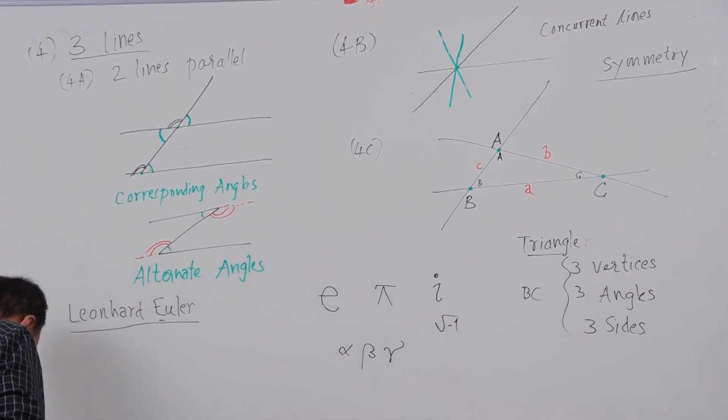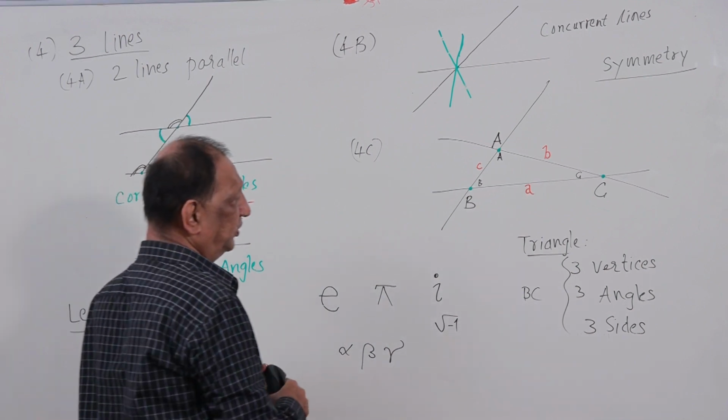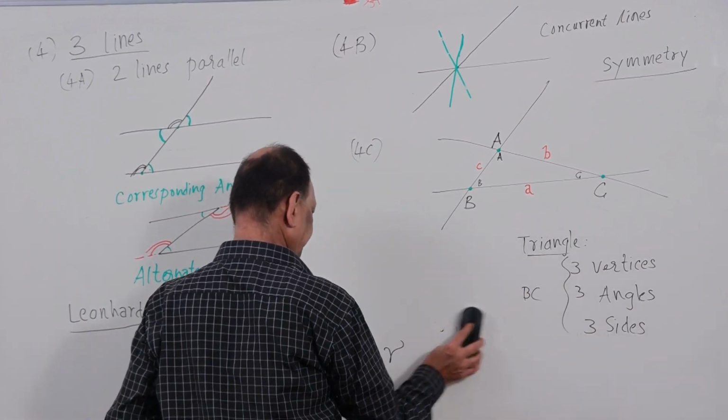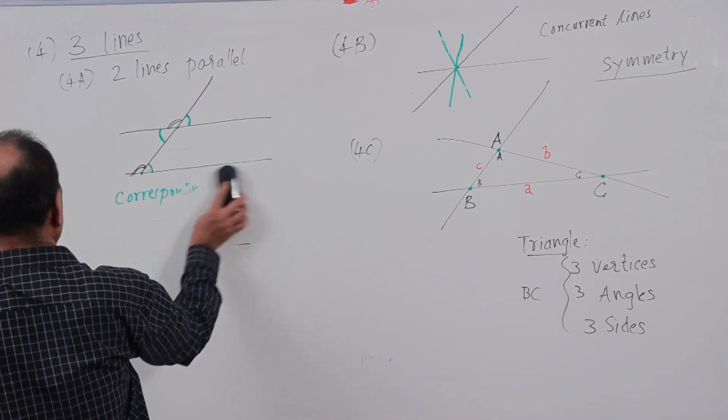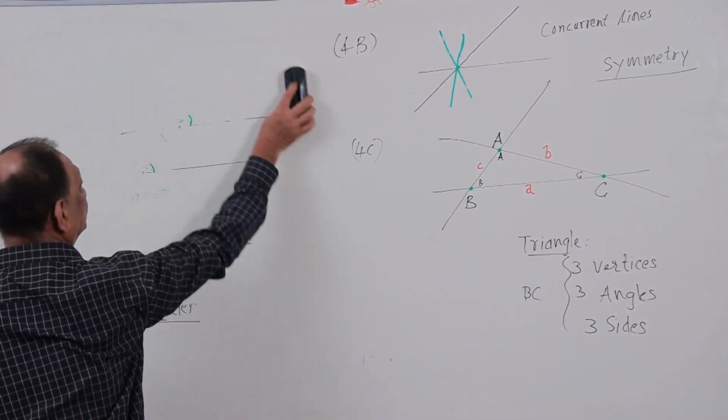Now we can go further than triangles and we go to quadrilaterals. Next is item number 5, 4 lines.